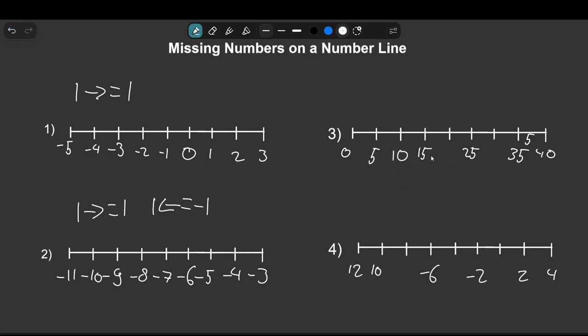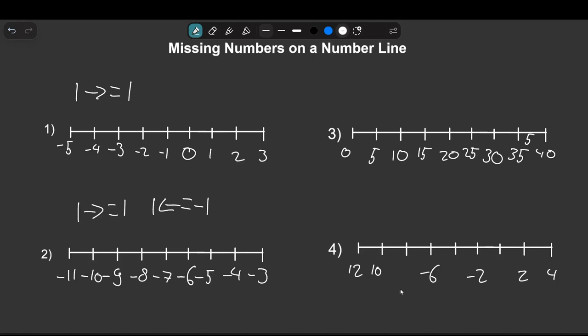Now we have 15, and then 15 plus 5, because every step to the right equals a value increase of 5. So 15 plus 5 equals 20. Now again, we go 1 to the right, it's 25, and 1 to the right again, we will have 30. So now we have done the third number line and we're going to go to the last one.